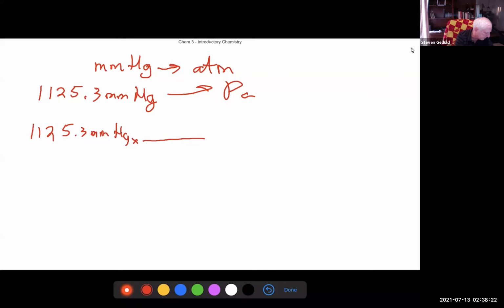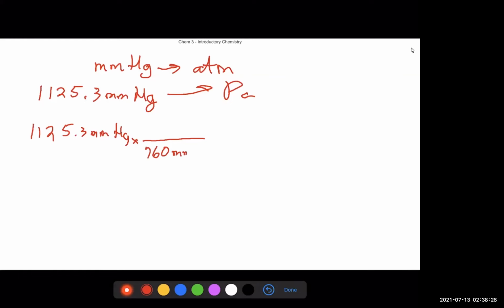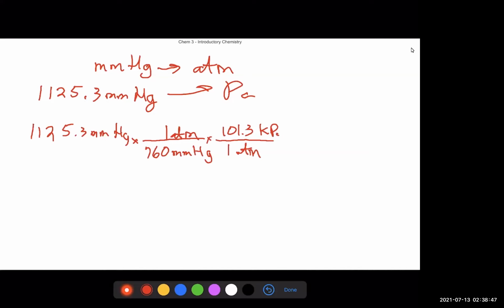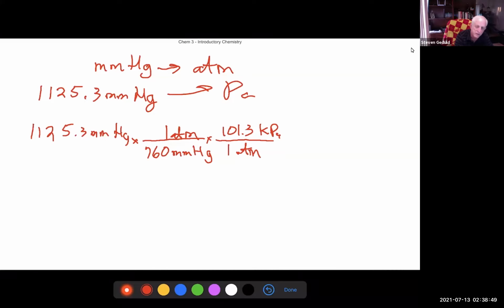Convert to atmosphere. So yeah, 760 millimeters of mercury is equal to one atmosphere. Yes. Okay. One atmosphere is equal to 101.3 kilopascals. I'm doing it right, I'm just not inputting the number. Right? Yeah. So I get from that.